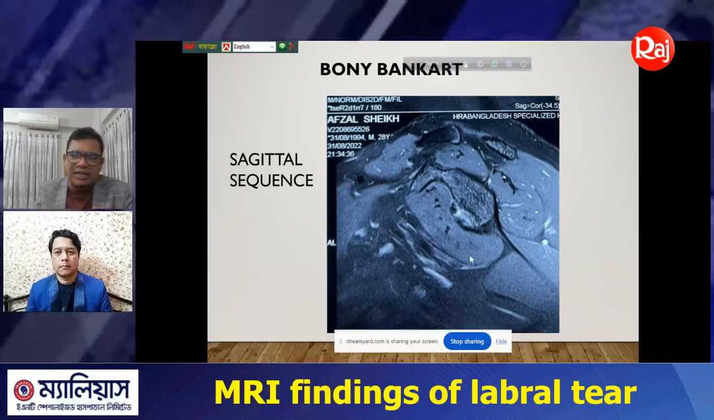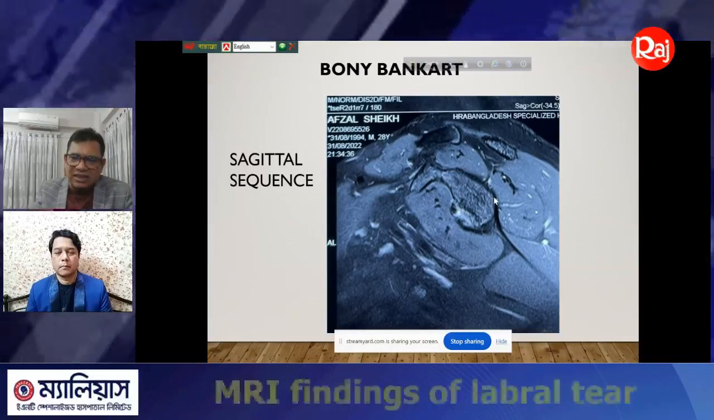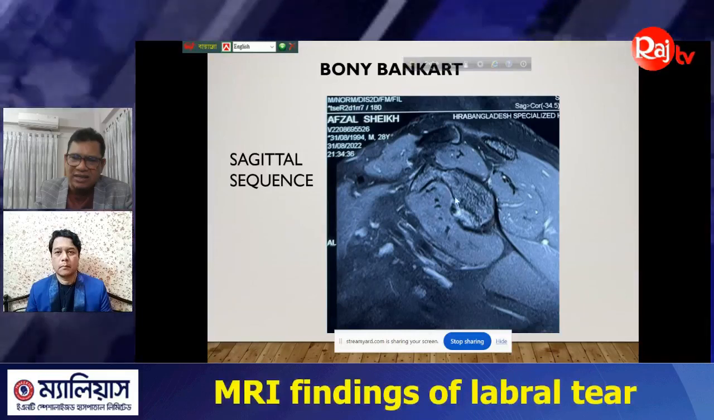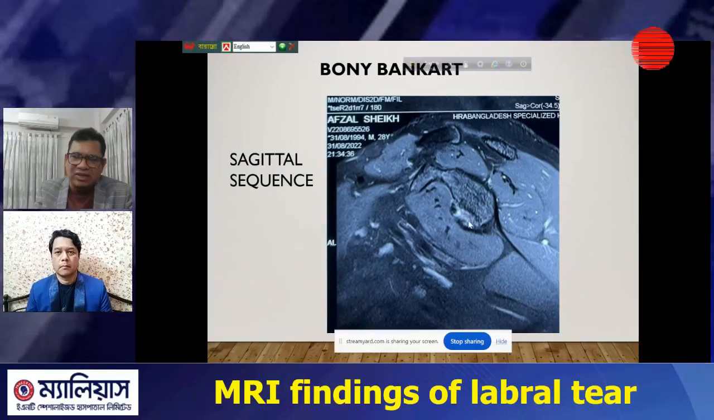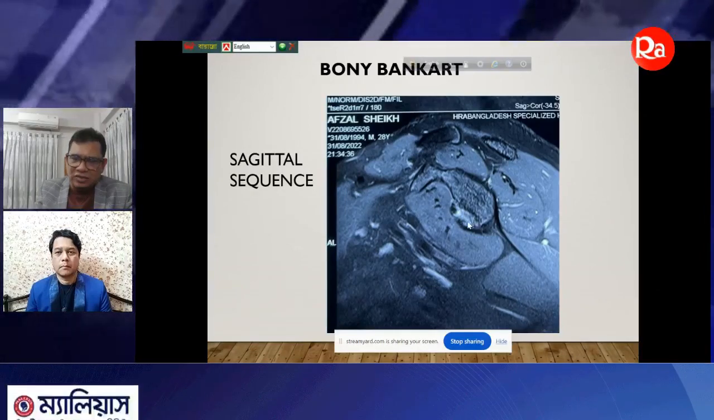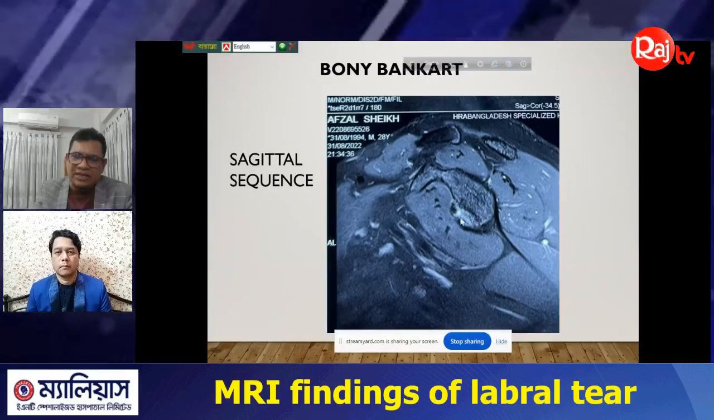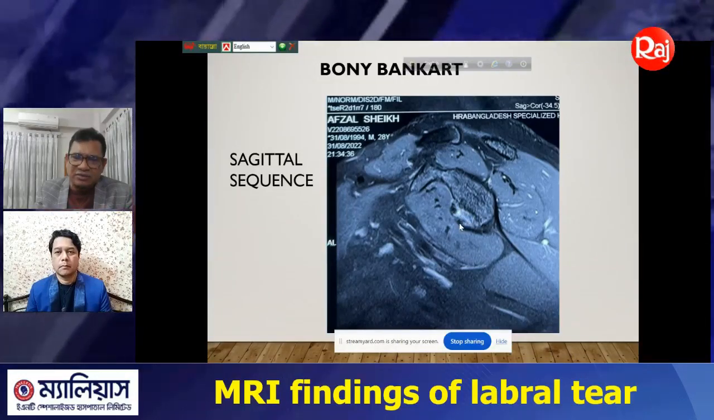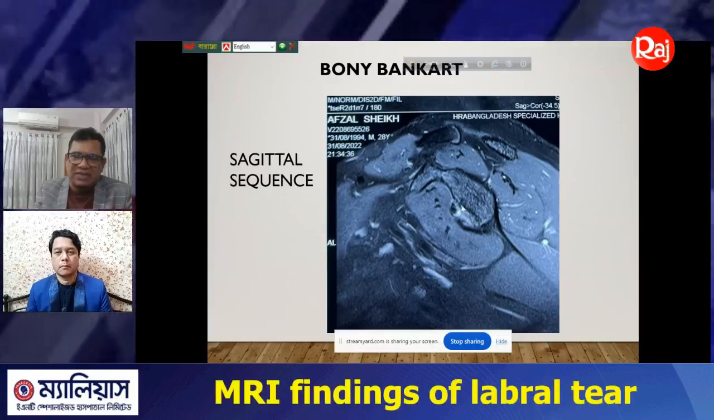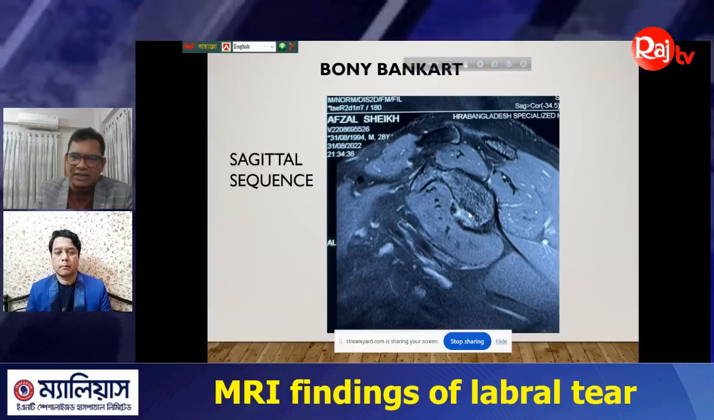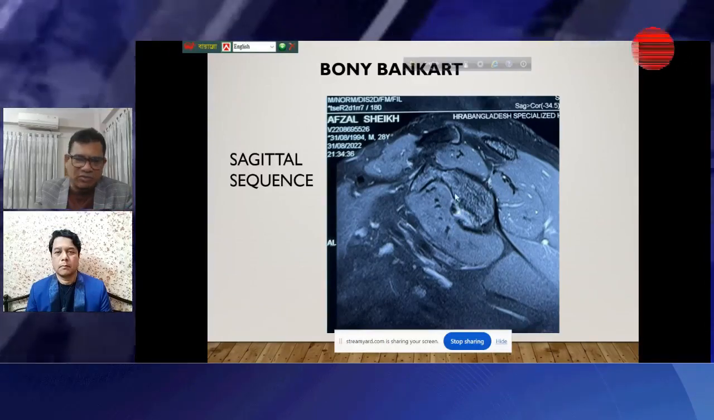And this is another section of bony Bankart. This is the glenoid. This is the anterior glenoid rim, and this is the bony Bankart. When there is less than 12%, then we go for a soft tissue procedure like arthroscopic Bankart repair. When it is more than 20%, or 12 to 20%, then we go for a bony procedure like the Latarjet procedure. In the sagittal cut also, this is the bony Bankart lesion.